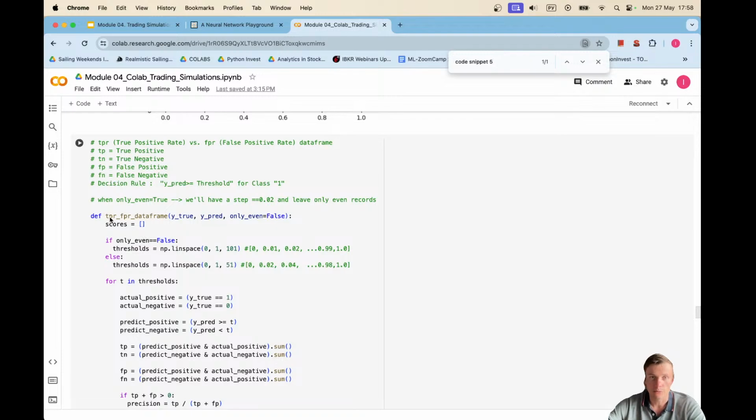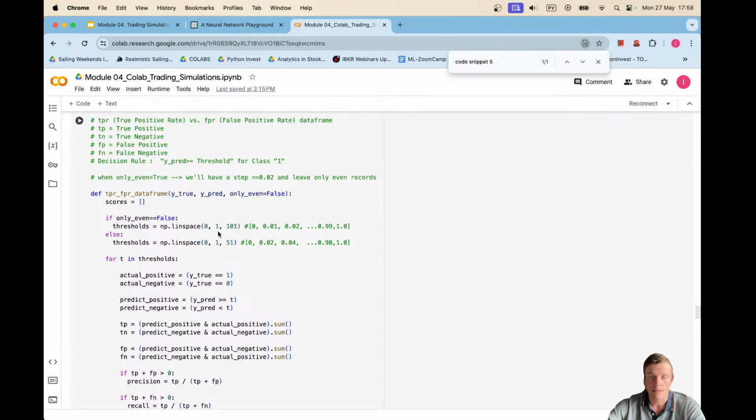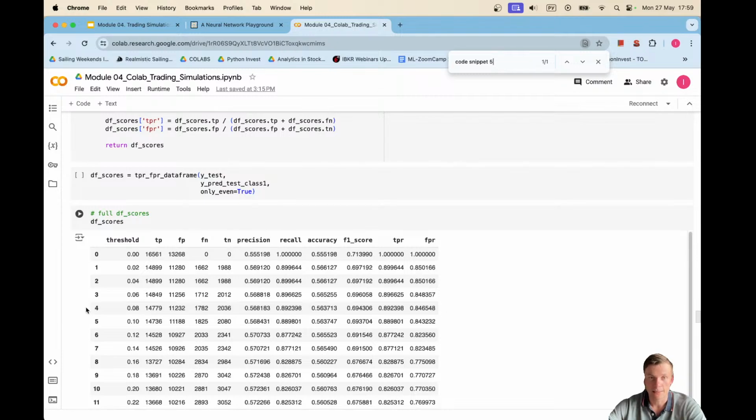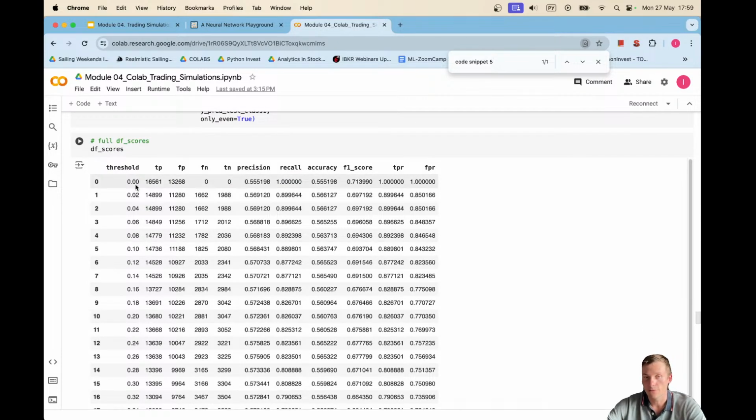And this is called the true positive rate, false positive rate data frame function. You can spend more time on it later when you will be asked to do this for a random forest in your homework. But the idea is like this: if the threshold is 0, that is for any prediction, even if it is 0, we blindly predict that it is a positive class. And it has true positive 16,000, false positive 13,000, and precision is 55.5. So we have the predictions, but we are not actually using them.